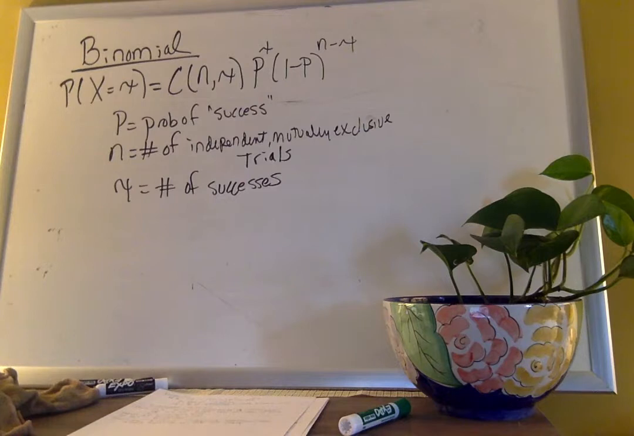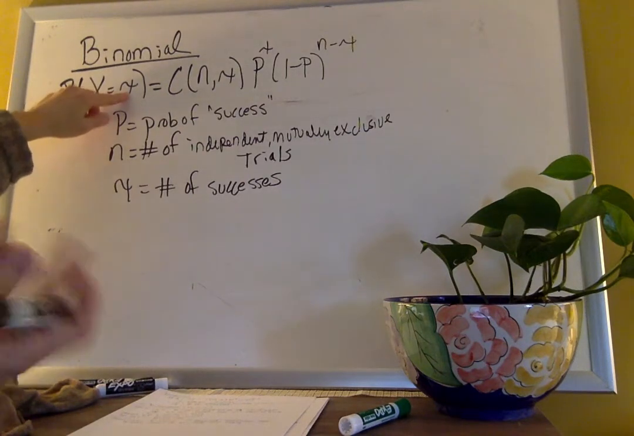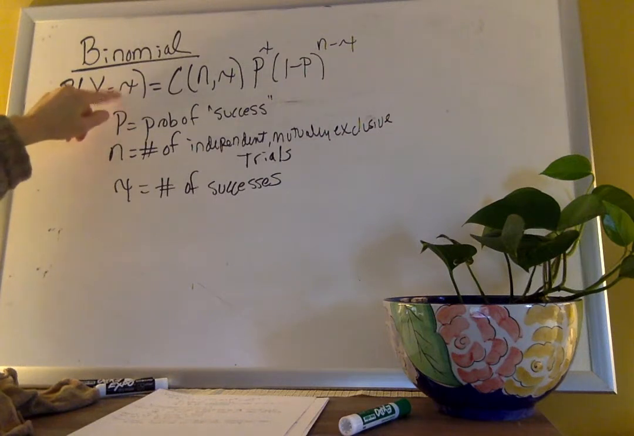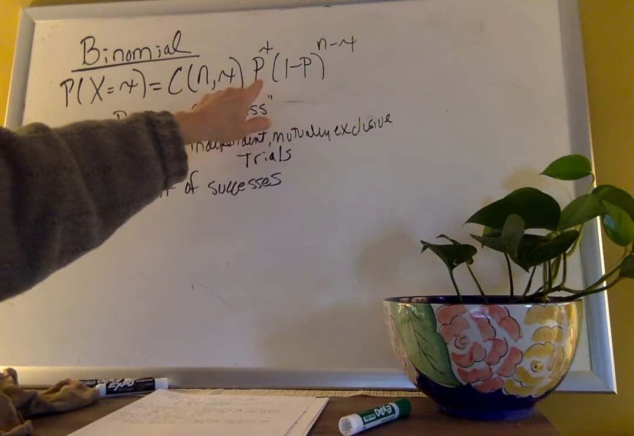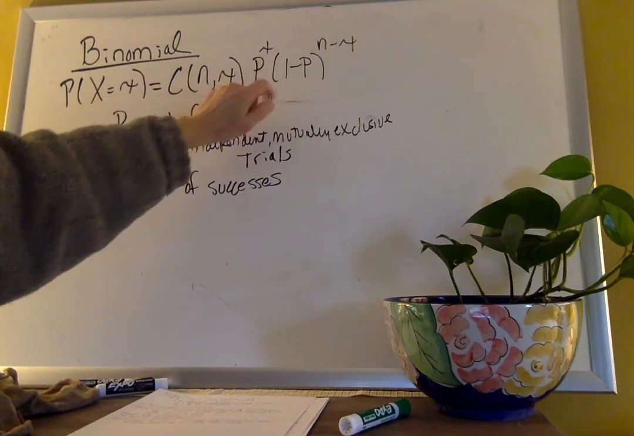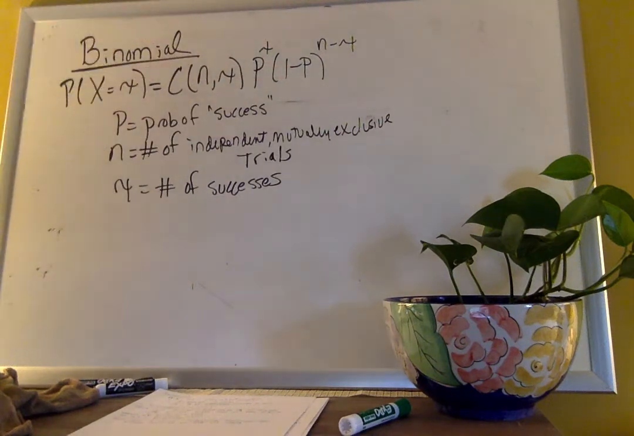Okay, so this is the binomial formula. Probability that x equals, what number are you interested in? Were you interested in 0 or 4? The combination term times p to the x times 1 minus p to the n minus x. That's what we just developed on that last problem.